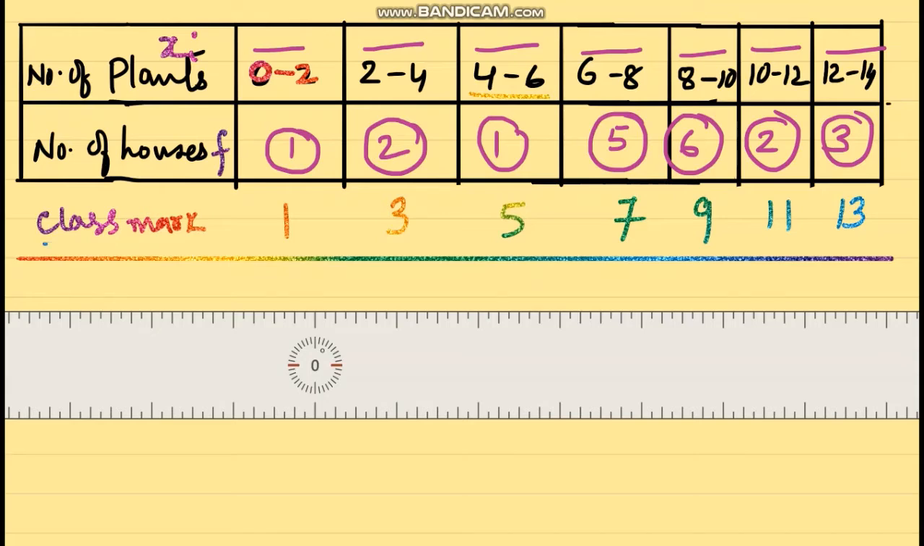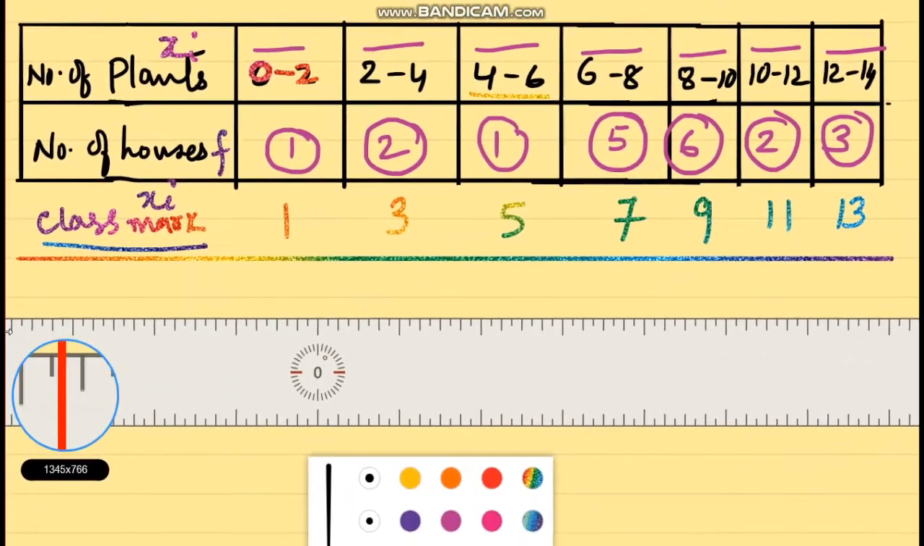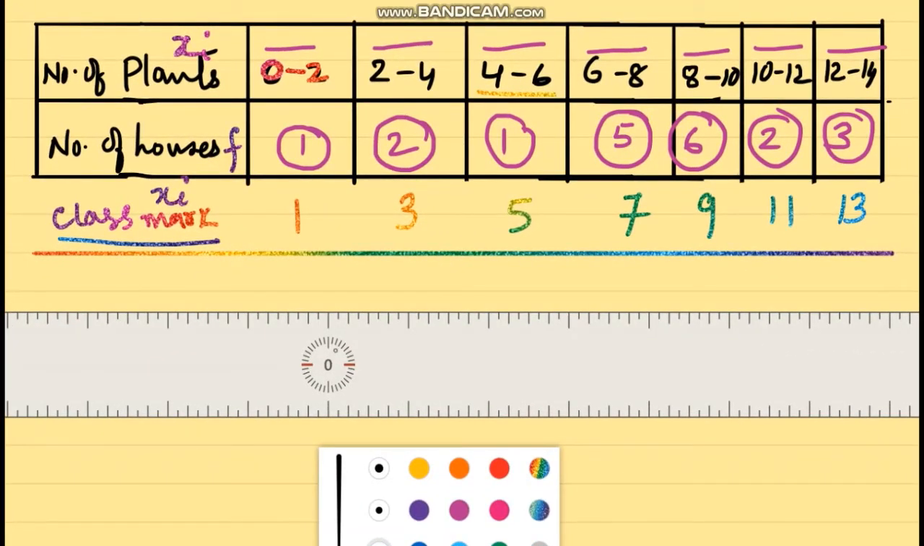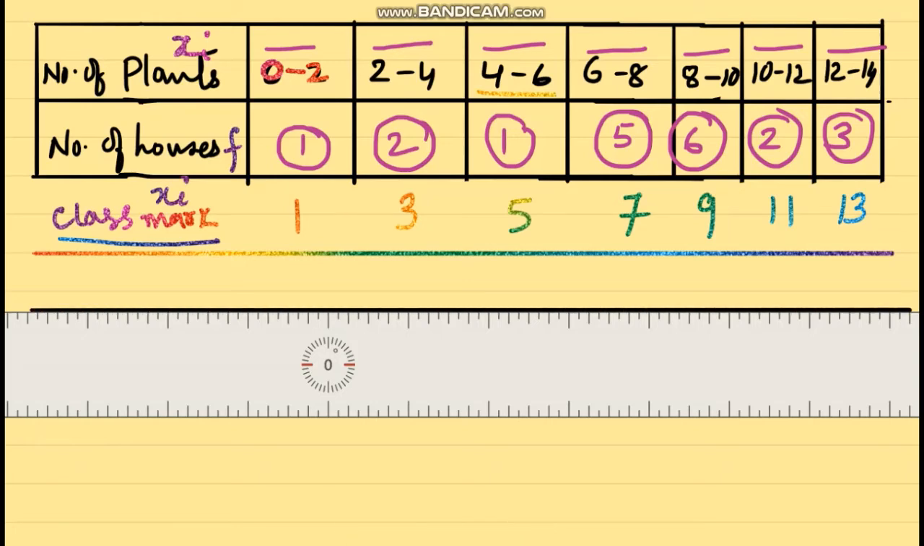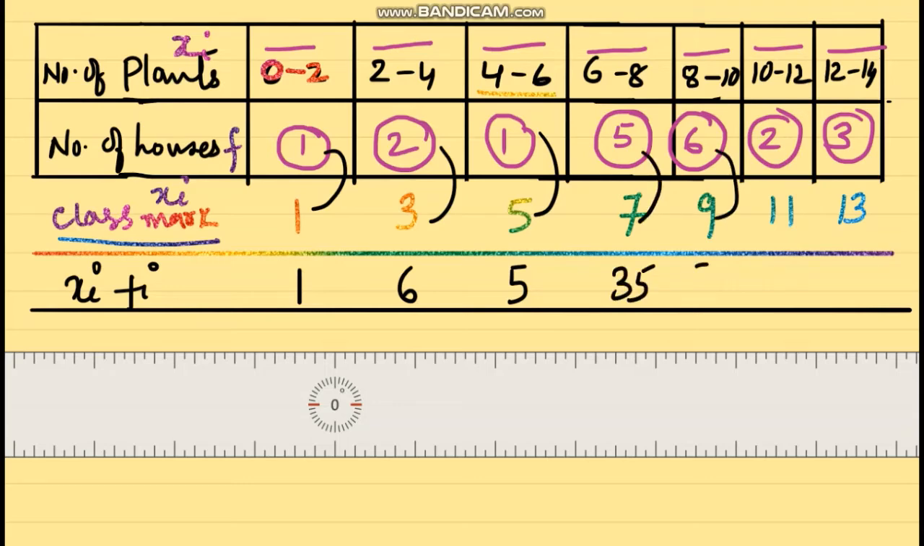See, this class mark is your xi. Now when you take out xi fi, you will get the results. How will you take out xi fi? See, this 1 into 1 will give you 1, and this 2 into 3 will give you 6. This 1 into 5 will give you 5. 5 into 7 will give you 35. 6 into 9 will give you 54. 11 into 2 will give you 22. And 3 into 13 will give you 39.